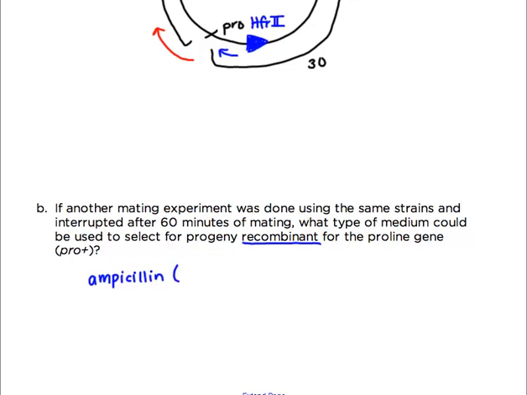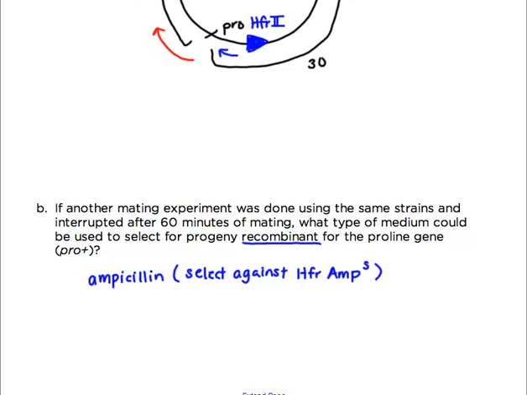So that would select against HFR because the HFR strains are sensitive or not resistant. So I can put that there, AMP superscript S, and that's for sensitive. And we want to only see the progeny that are wild type for proline, and that can make proline themselves or prototrophic for proline. So in order to do that, you want to leave proline out of the selective media.